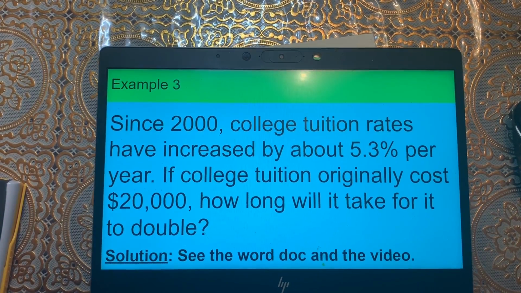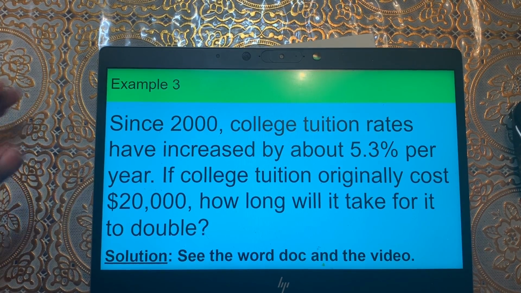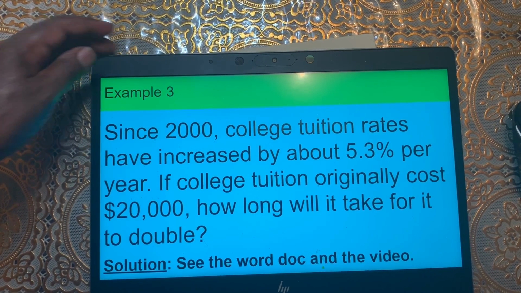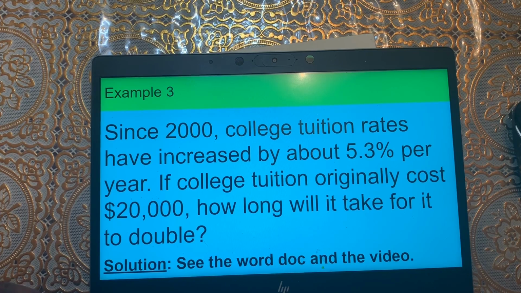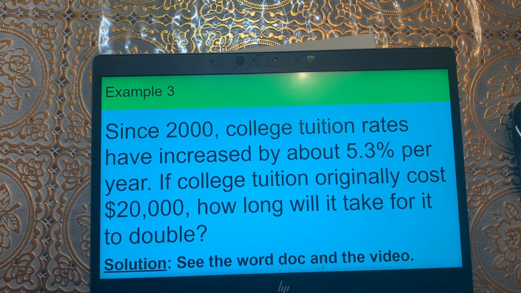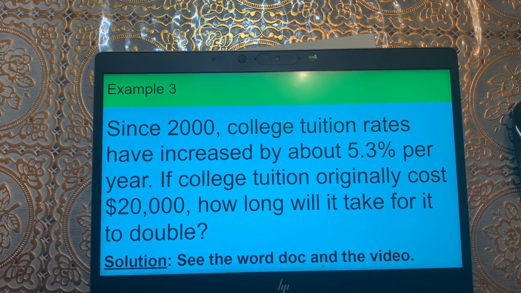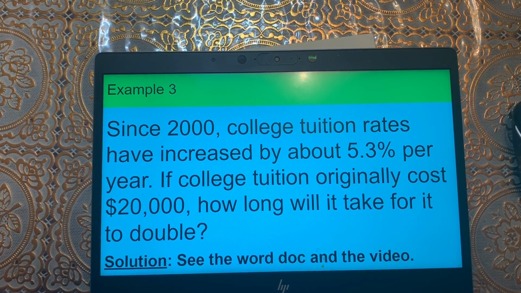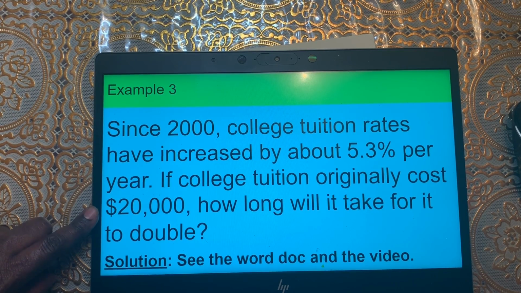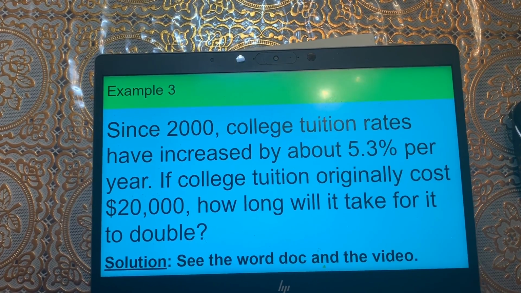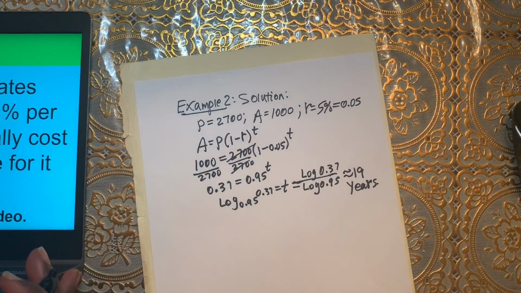This problem has been done with estimation or using a table last week or before last week, I think. Since 2000, college tuition rates have increased by about 5.3% per year. If college tuition originally cost 20,000, how long will it take for it to double? Now we are going to calculate how long it takes, with that percentage, to go from 20,000 to 40,000. Let's put the problem.